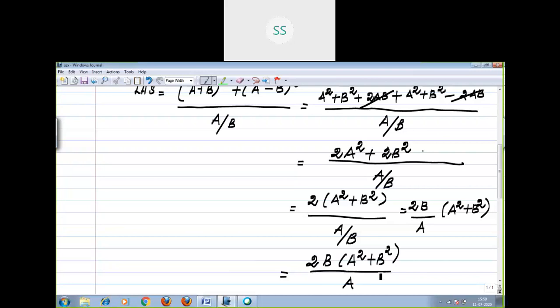See, for example, 1 by 3 bracket into 5, your answer is 5 by 3 only. Or you can write 1 into 5 divided by 3. Both represent the same meaning. So what I wrote previously and what I wrote in the next line both represent the same meaning, with multiplication in between, so that it won't be disturbed.